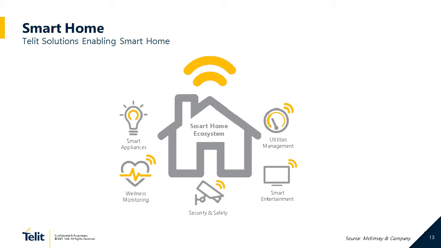On the smart home, Gartner sees the smart home ecosystem comprised of solution areas in smart appliances, utility management, smart entertaining, security and safety, and wellness monitoring. In a recent report, Gartner estimates there will be more than 20 billion IoT connections by smart home devices over the next 5 years.